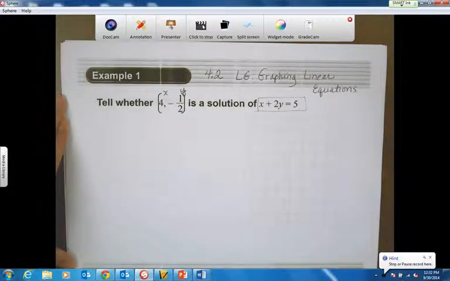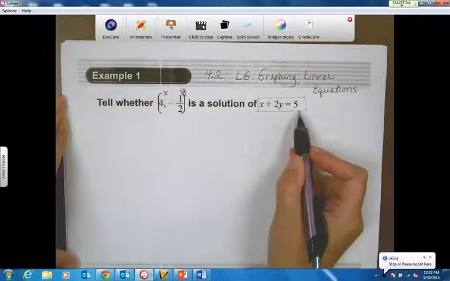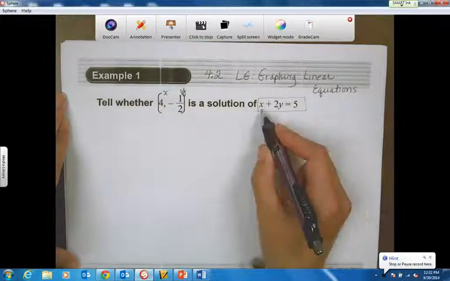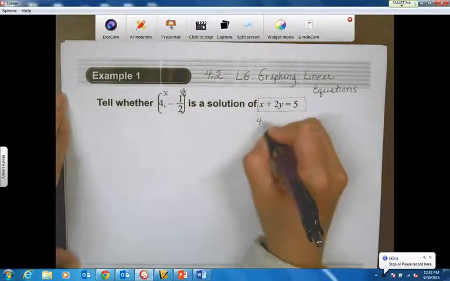So what we're going to do is plug in the 4, and plug in the negative 1/2, and see, does that equal 5, to tell if it's a solution. There's going to be lots of solutions, so this will just be one. I'm going to plug in the 4 right here. So 4 plus 2 times negative 1/2, does that equal 5?